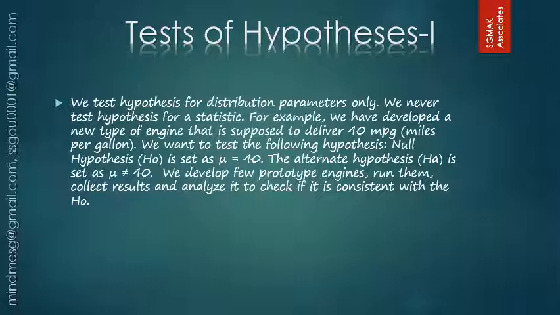We'll set up null hypothesis as mu, the mean mileage per gallon, equal 40. The alternate hypothesis is set as mu not equal 40. We develop a few prototype engines, run them, collect results, and analyze it to check if it is consistent with the null hypothesis.